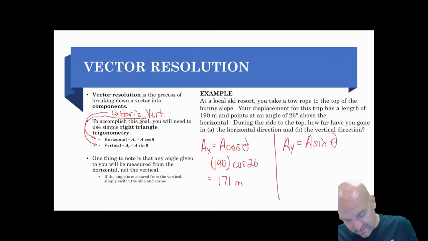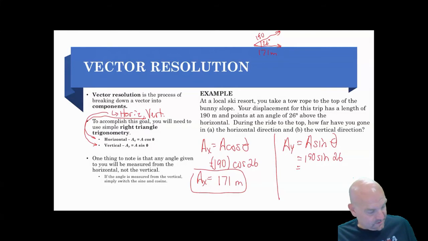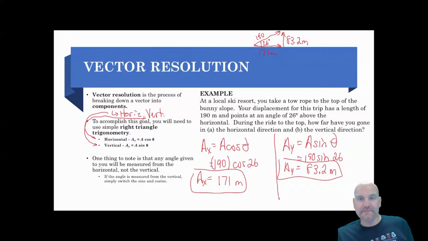So we get 171 meters horizontally. If our tow rope does this, that means I've gone 171 meters this way, and it's 190 meters, and this is 26 degrees. Now my vertical, I'm doing 190 sine 26. I just change my function, and that tells me 83.2 meters is how far I go vertically. So this would be 83.2 meters.